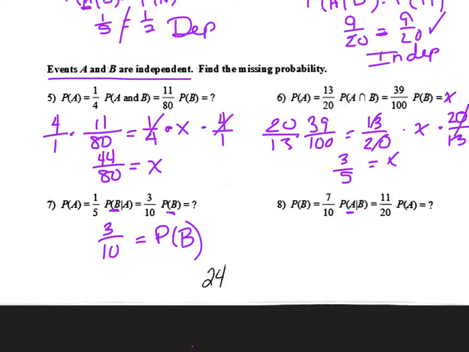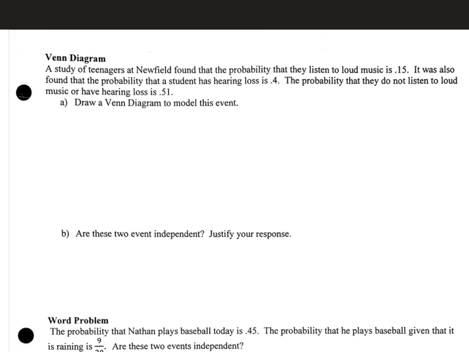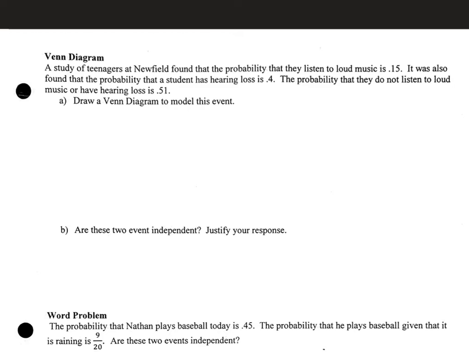Probability of A is here. If these are independent, then the probability of A is equal to 11/20. Probability of B is just extra info. Okay? All right, so now we have a little bit more complex problems. So might have to use Venn diagrams.